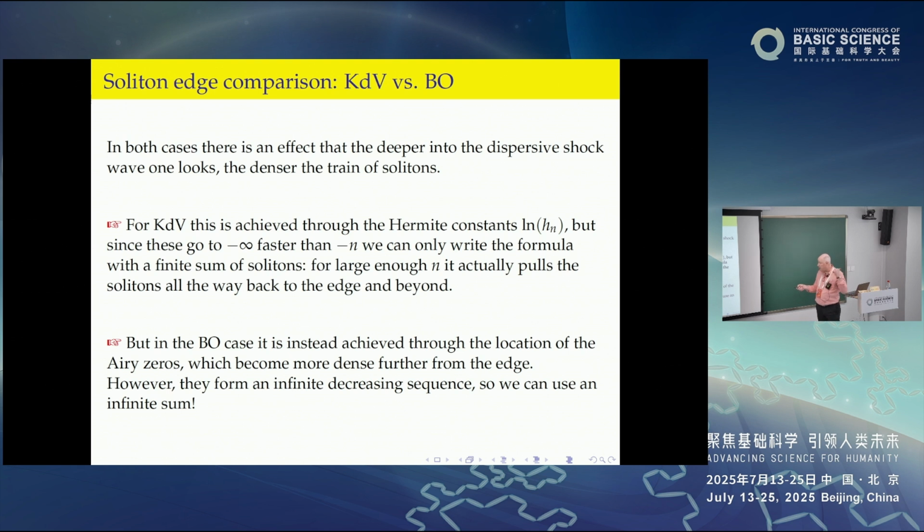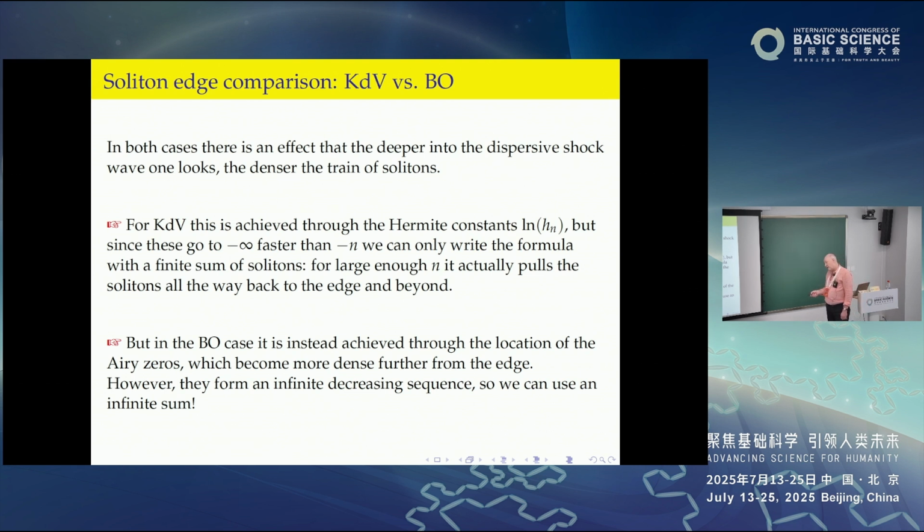So it's going to pull them on the opposite side. So that's why you have to truncate the sum. But anyway, in the Benjamin-Ono case, the same kind of thing is achieved by a different mechanism. Instead, it's just due to the Airy zeros, which, as you know, become more dense. The distance between them gets smaller and smaller the further out you go. So that's the reason why it happens in the Benjamin-Ono case.